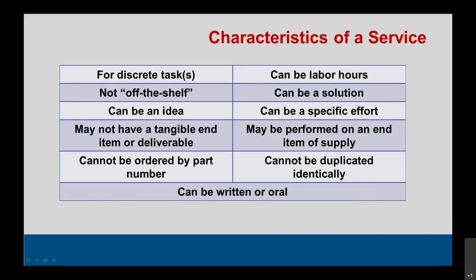Services also have their own set of characteristics that make them that way. It's a discrete task or hours or a specific effort. They're not off the shelf. They can be solutions, ideas, or specific efforts. Services may not have a tangible end item of delivery. They can also be performed on an end item of supply that the government already owns, such as a repair. Services are not ordered by a part number. They're not able to be duplicated identically. And services can be documents, reports, presentations, advice, technical guidance, counsel, all of those things. All those are characteristics of a service.